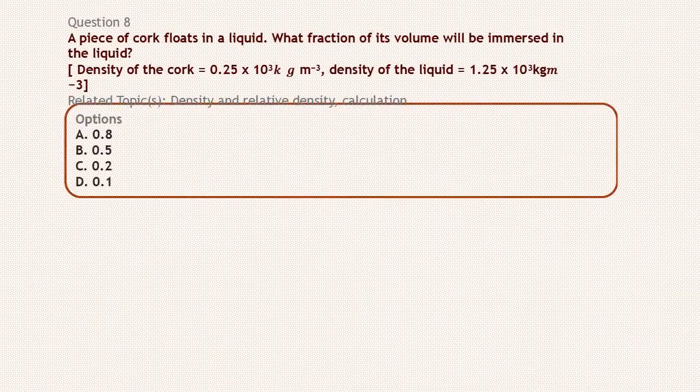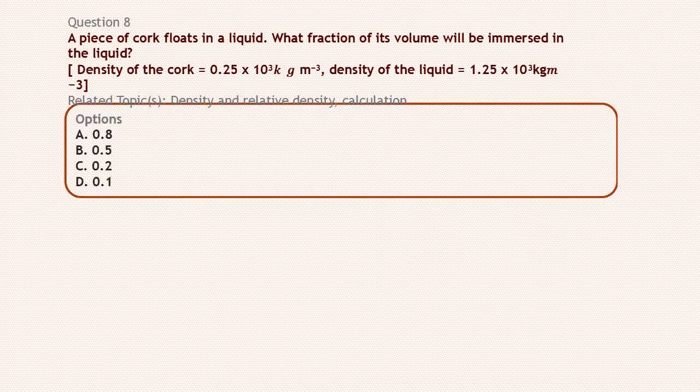Next question: a piece of cork floats in a liquid. What fraction of its volume will be immersed in the liquid? We have the density of the cork as 0.5 times 10 raised to power 3 kilograms per meter cube, and the density of the liquid as 1.25 times 10 raised to power 3.